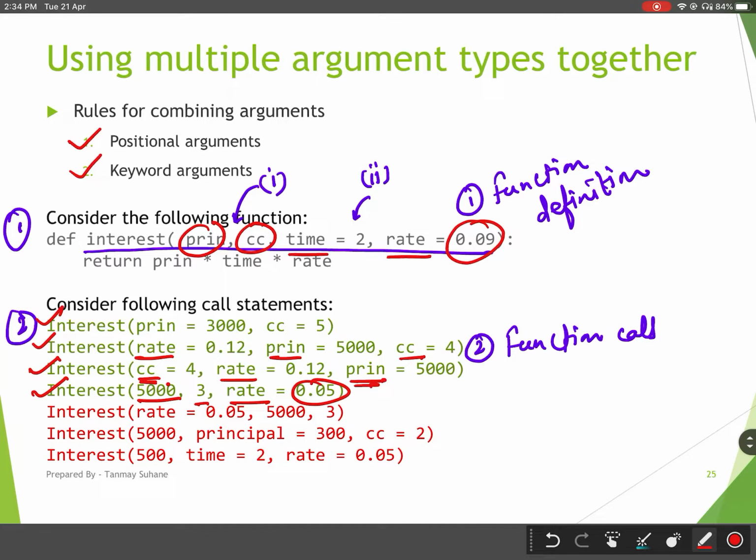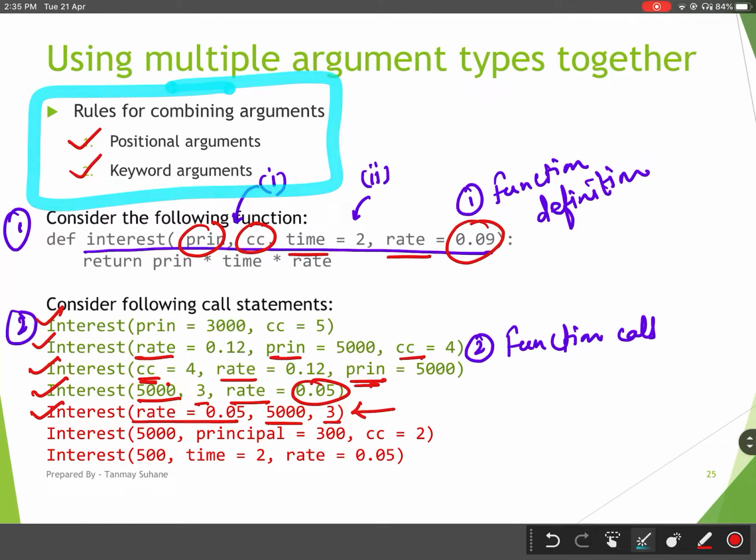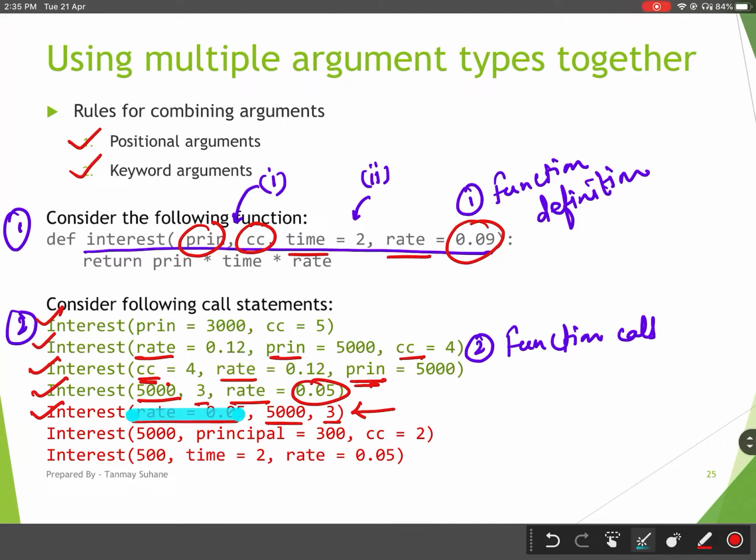Now let us see some wrong examples. This is my fifth example where I have given rate. Fine. Then I have given 5003. So my rule is breaking. My keyworded argument is coming first. You can see these rules. So in this function call, my keyworded arguments are coming first and my positional argument is coming second. So this is wrong. As per our rule, first should be positional, second should be keyworded.